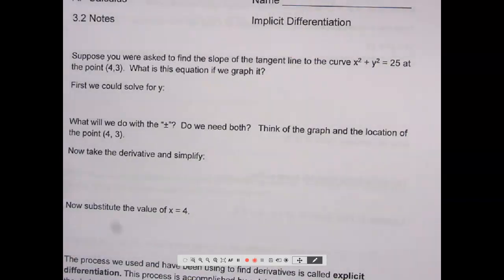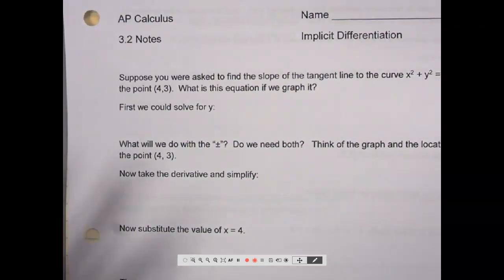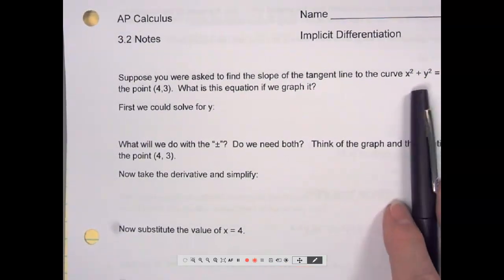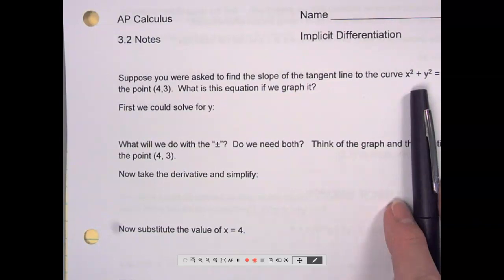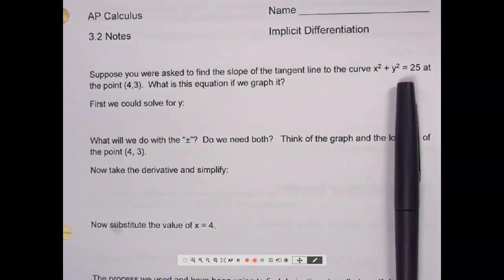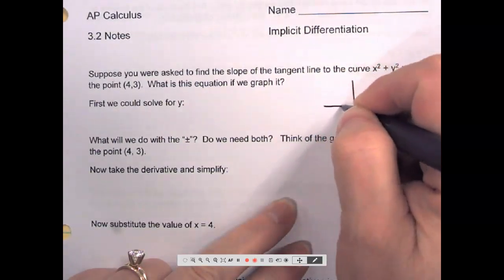So this is called implicit differentiation. And let's take a look at this. Suppose you were asked to find the slope of the tangent line to this curve, x squared plus y squared equals 25, at the point (4, 3). What is this equation if we graph it? A circle, centered at the origin, radius 5. Okay, so let's get a little mental image here of what's going on.